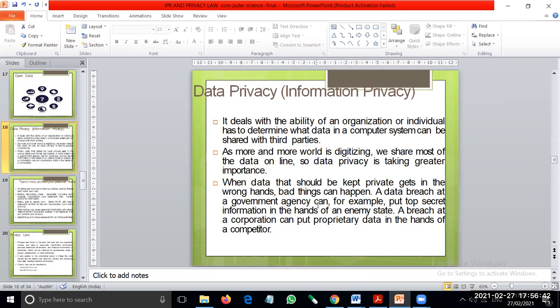तो ये एक important बात है कि these data can be shared public and these data can not be shared. तो ये भी एक important बात है. As more and more world is digitizing, we share most of the data online. So data privacy is taking greater importance. Privacy of data again plays a very important role.